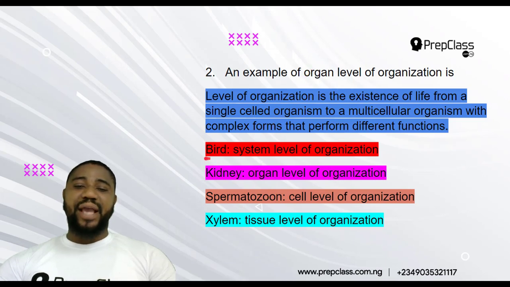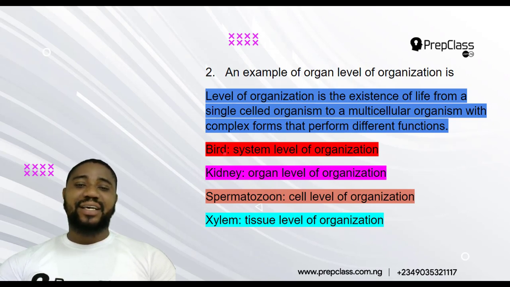Of course, a bird is a completely developed living organism, and a bird contains systems. Are you following? A bird has a digestive system for breaking down the food it eats. A bird has a reproductive system for multiplication. For reproduction, we have male, we have female. Male can produce spermatozoa, female can produce eggs. So a bird has a reproductive system.